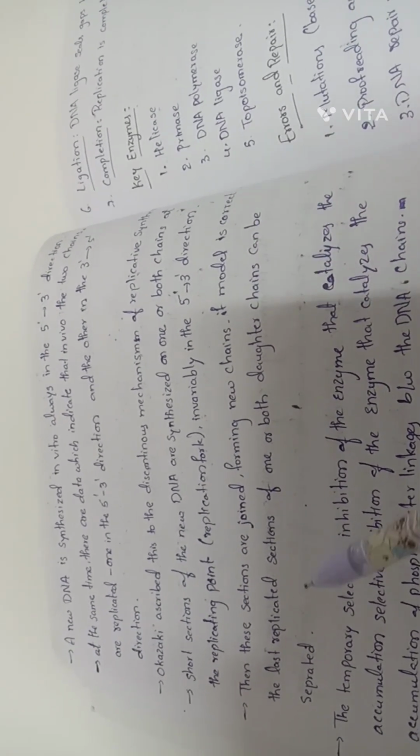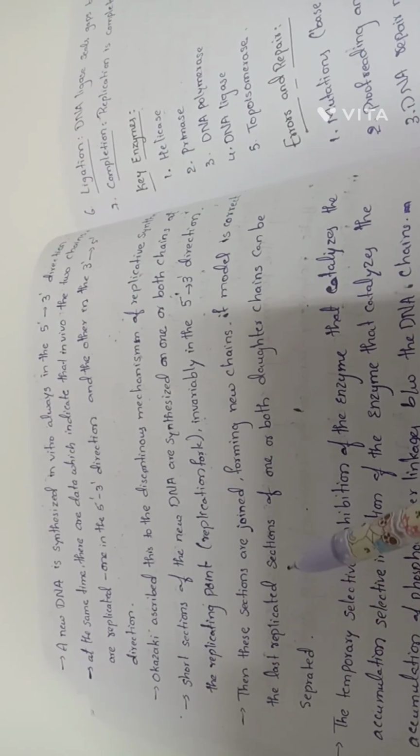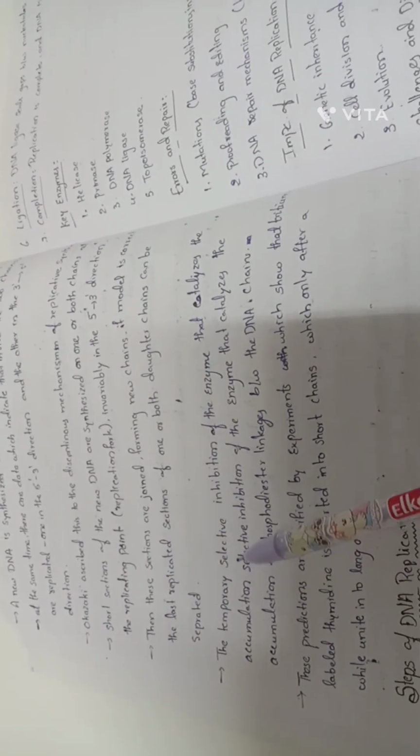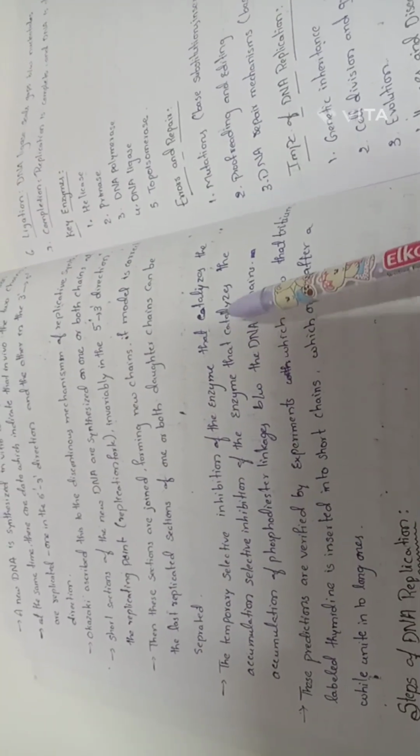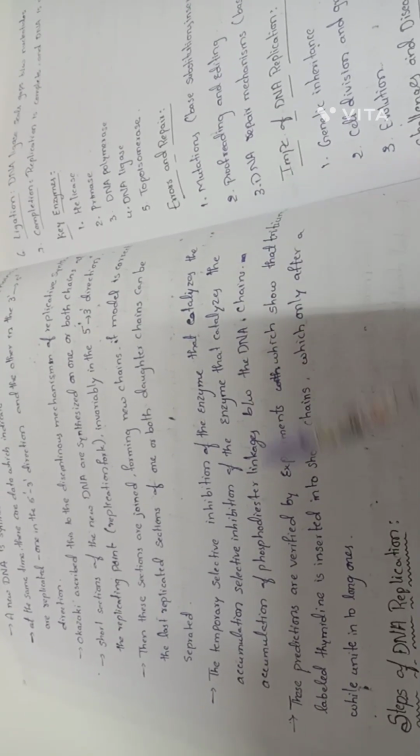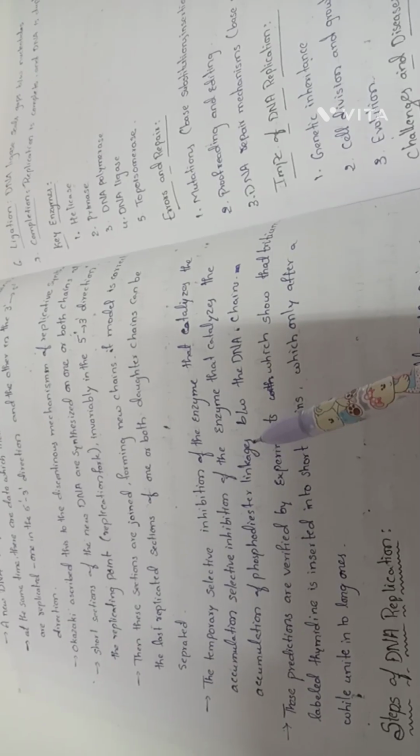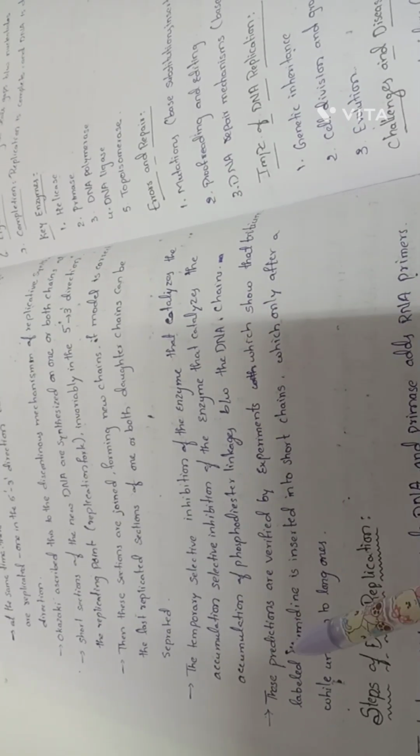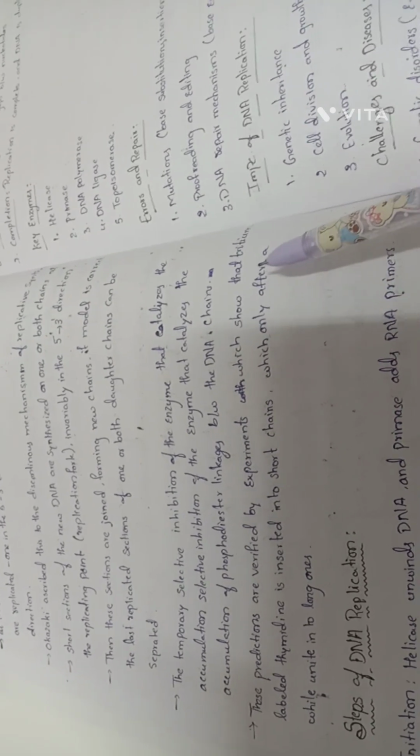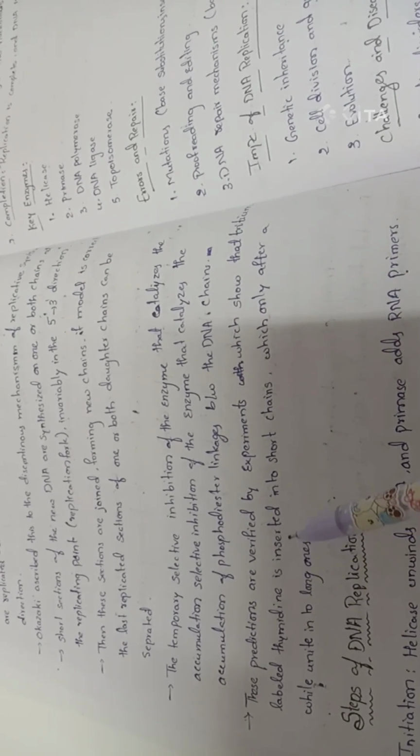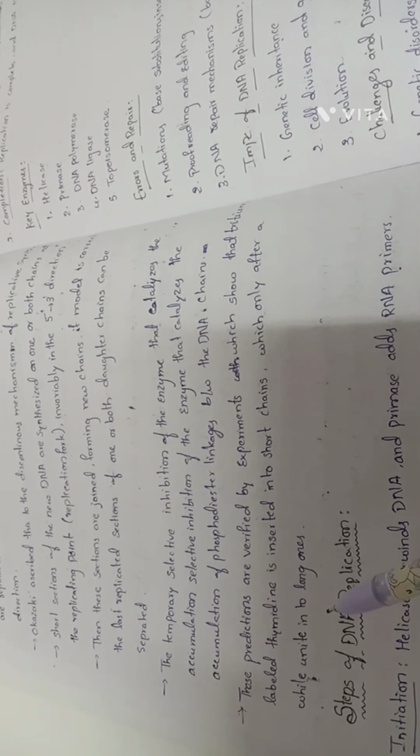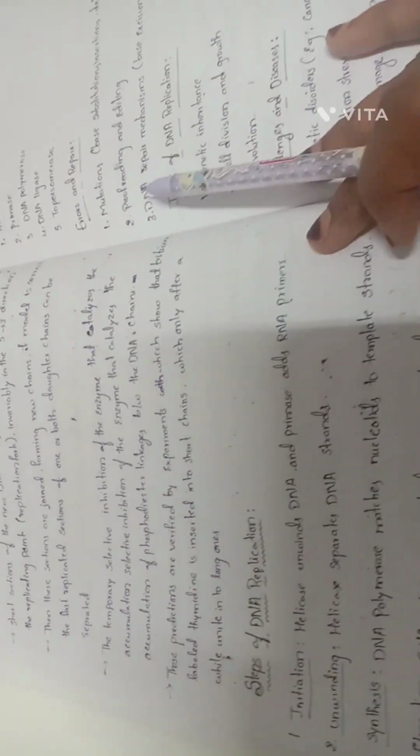If the model is correct, the last replicated section of one or both daughter chains can be separated by the temporary selective inhibition of the enzyme that catalyzes the formation of phosphodiester linkages between the DNA chains. These predictions are verified by experiment, which shows that tritium labeled thymidine is inserted into the short chains, which only after a while unite into the long ones.